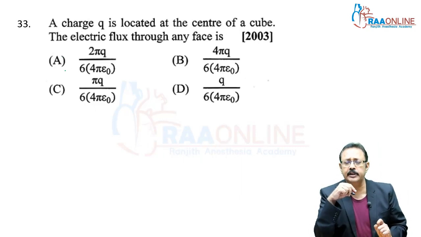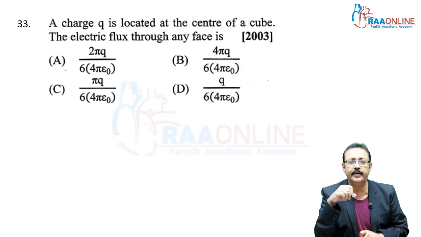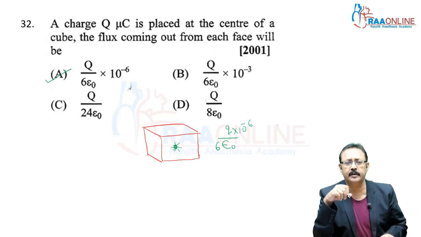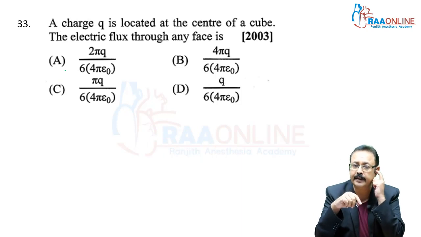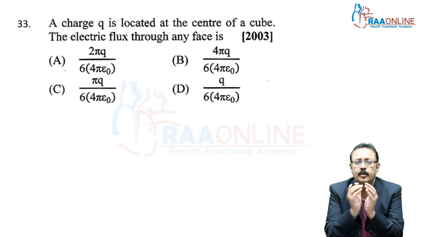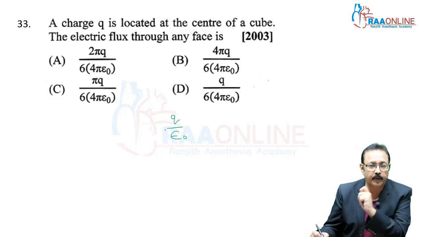Next, it is from 2003 AIPMT. The charge Q is located at the center of a cube. The electric flux through any face... In different exams the question is the same; only in this one they put microcoulomb, so we have to take care of the 10 to the power minus 6 there. In this they are saying charge Q is located at the center. So according to Gauss theorem, the flux should be Q upon epsilon naught. They try to confuse you, but the total flux is Q upon epsilon naught.